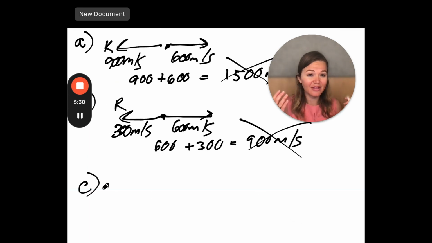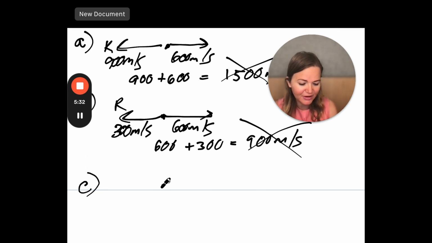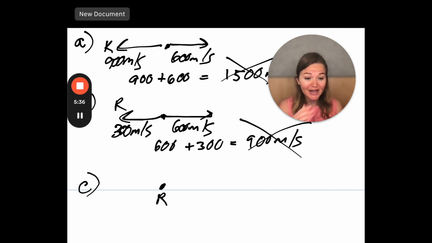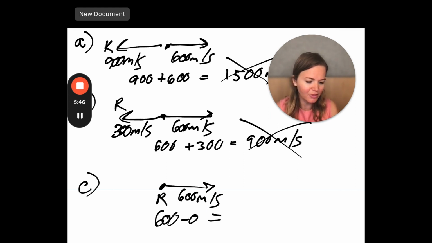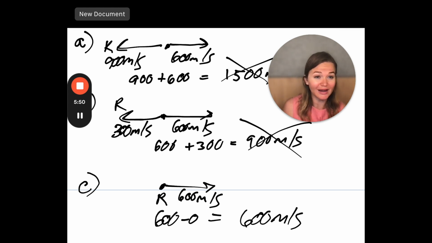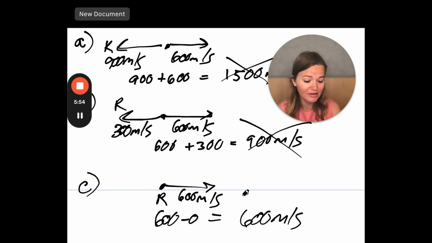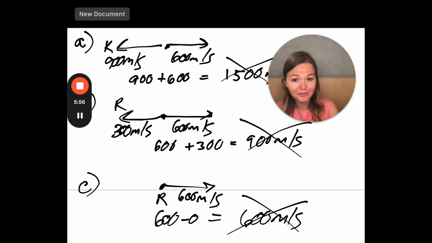Answer choice C, the receiver is stationary. So in other words, if I draw my 0 point here and my receiver is right here, and my jet is moving away at 600 meters per second, then essentially you've got the difference between 0 and 600, right? So basically 600 minus 0. And so my total relative motion is just going to be 600 meters per second. That's too much, right? We're only looking for 300 meters per second of relative motion. So all right, we know it's not answer choice C.